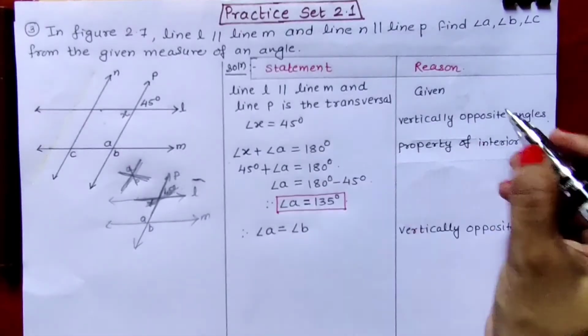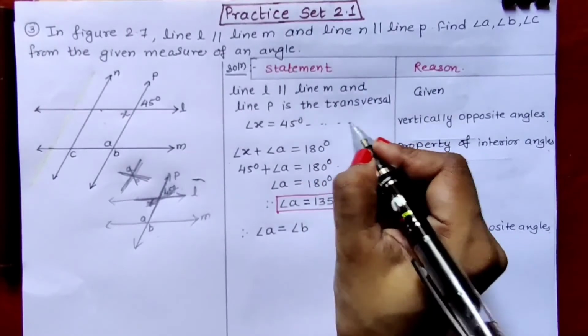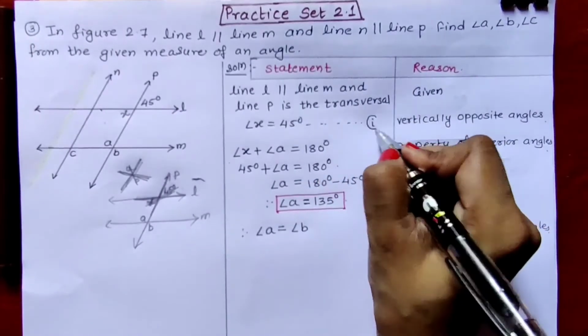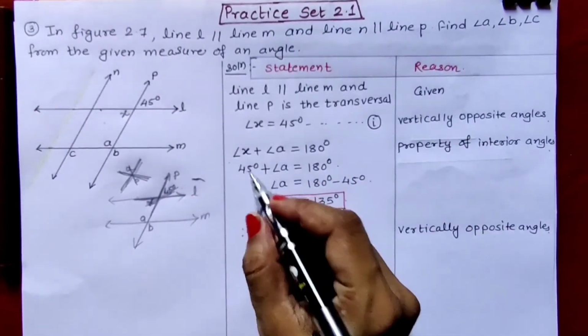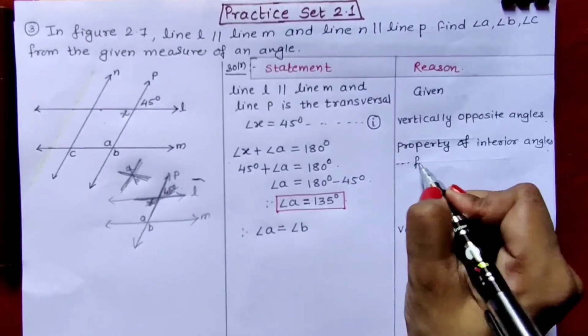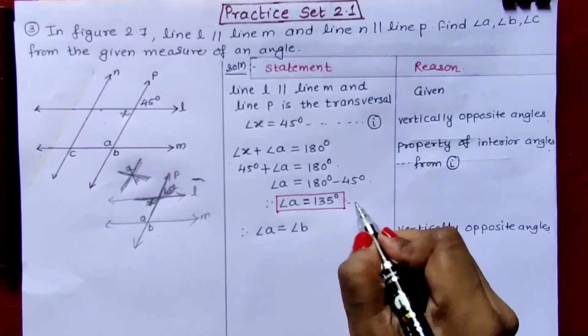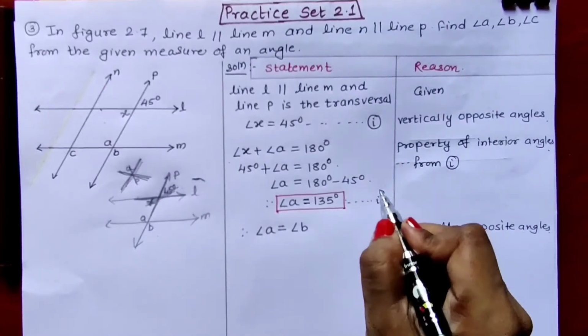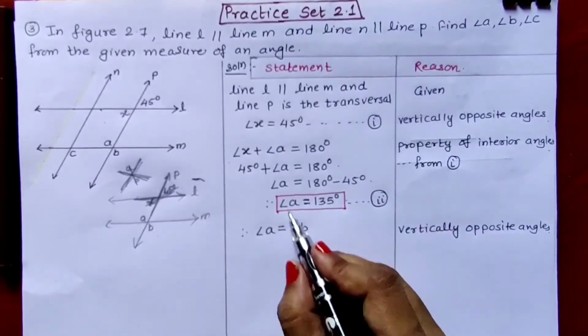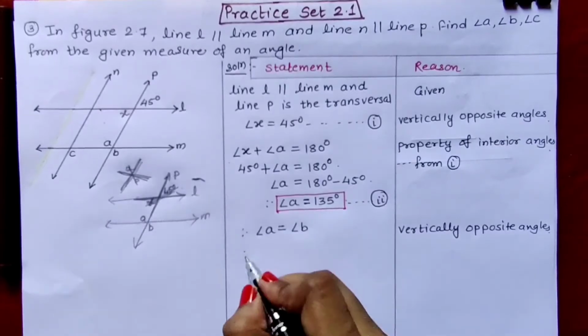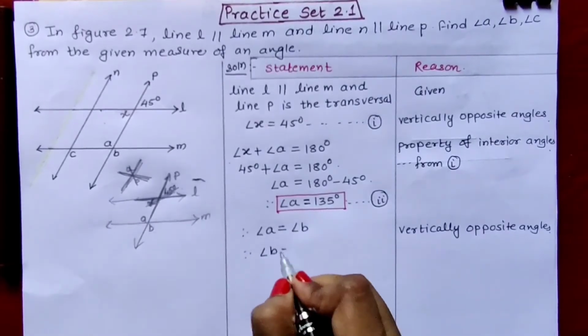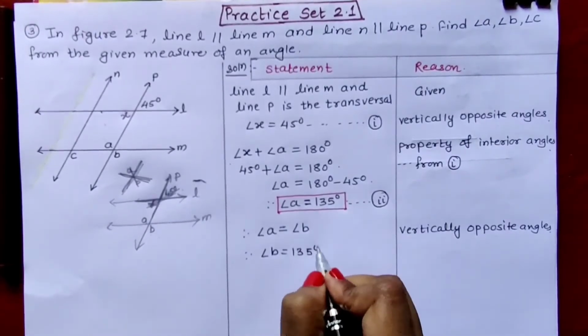Okay, for this particular equation we can write 1. Here x is equal to 45, we have written from 1. In reason we can write 1. A is equal to 135, we can give equation number 2. Now A is equal to 135 and therefore B is also equal to 135, because A and B are equal.